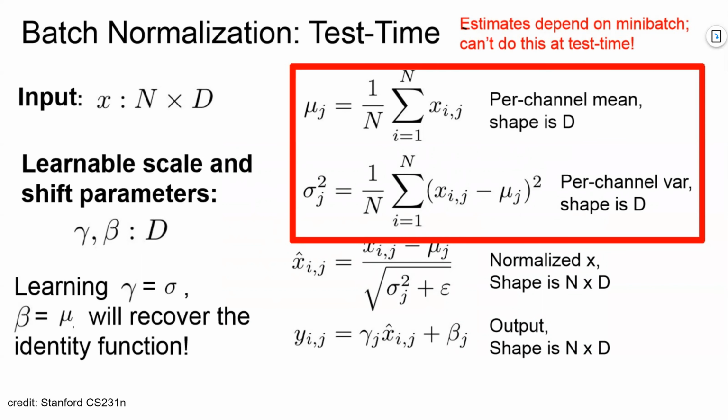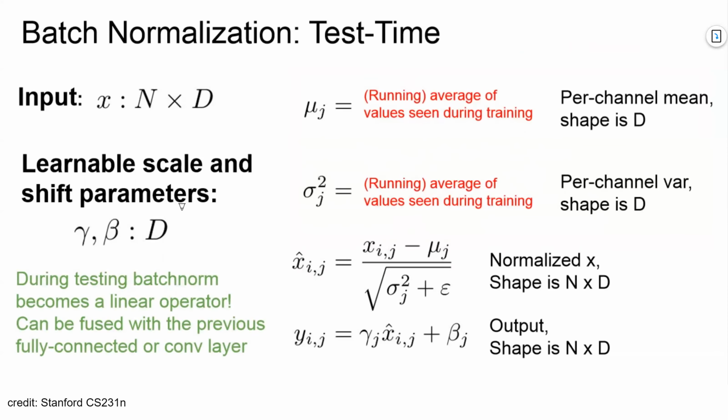And estimates of mean and variance depend on the mini batch. Therefore, we can't do this at test time. And I told you that during test time, we just use stored mean and variance, or we use the running average. I told you this. And another thing is, during test time, batch norm becomes a linear operator. And we can fuse this linear operator with the previous fully connected or convolutional layer.